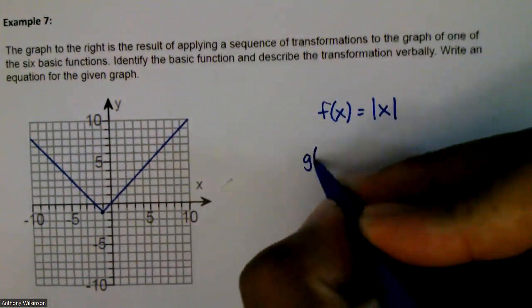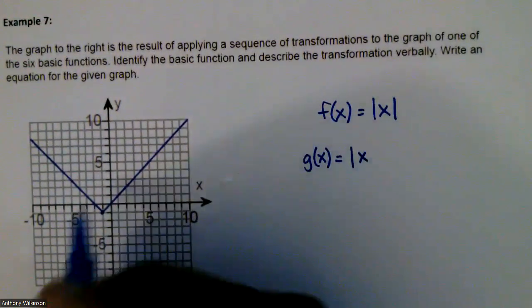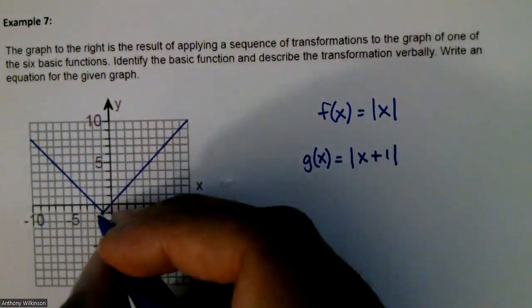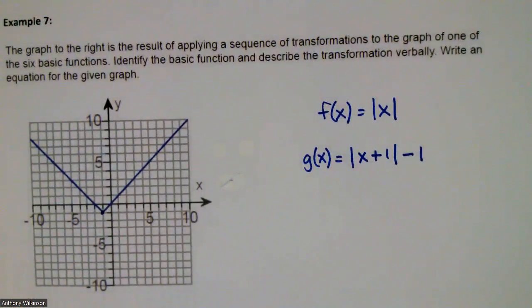So that means our g of x, which is what I'm going to call it, is going to be the absolute value of x. Now we moved to the left 1, so that 1 has to be a plus 1. We went down 1, so it has to be minus 1 on the outside. And this will be your equation of the function g of x. We went to the left 1 and down 1.